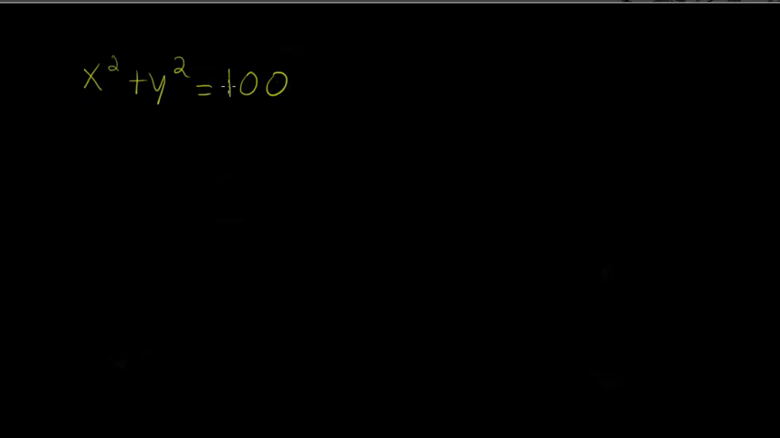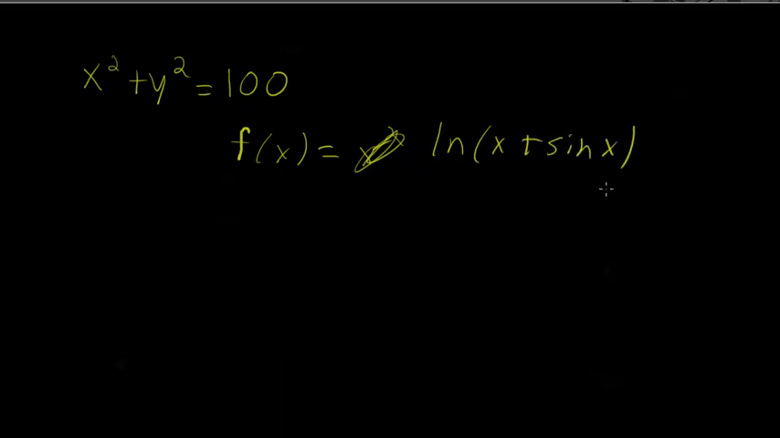Let's say your calculus teacher asks you to find the derivative of x squared plus y squared equals 100. Up until now, everything you're familiar with involves functions of the form f of x equals some function of x, say x squared, or ln of x plus sine x or something like that. And for this, you'd use the sum rule and then the chain rule and differentiate it that way.